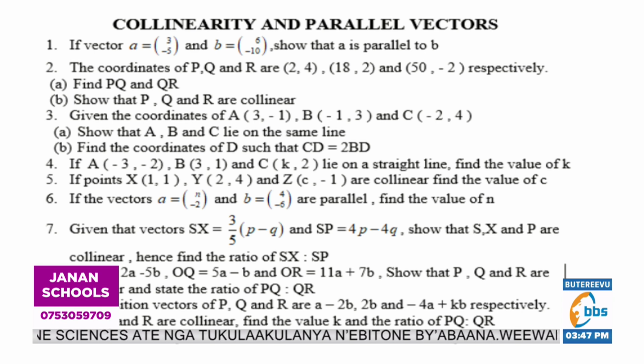So we are having number 7. They're saying that given vectors, Sx is equal to 3 out of 5 into p minus q. Then this is my Sx. Also we have Sp. They're giving us that Sp equals 4p minus 4q. They are saying, show that S, x and p are collinear. Hence find the ratio of Sx to Sp. So that's what we have.